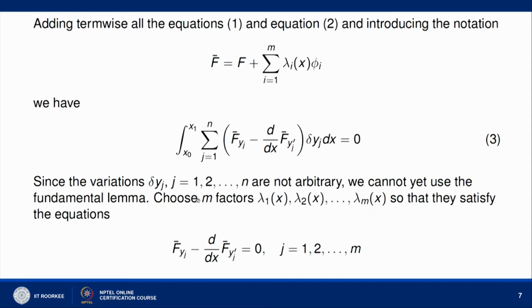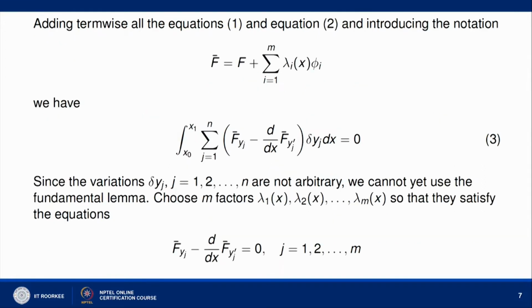So here as we did in a previous case, we choose m factors lambda 1 to lambda m, so that they satisfy the equation f bar_yj minus d by dx of f bar_yj' equal to 0 for each j equal to 1 to m. So this we did in a previous case also.